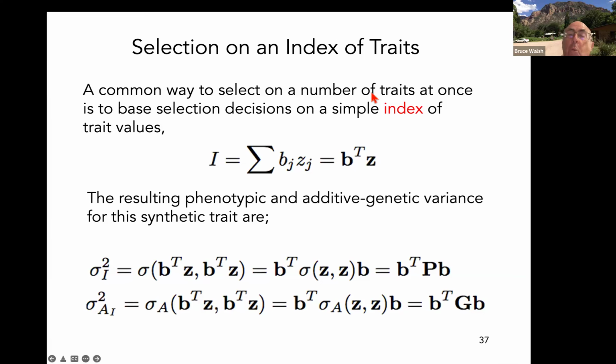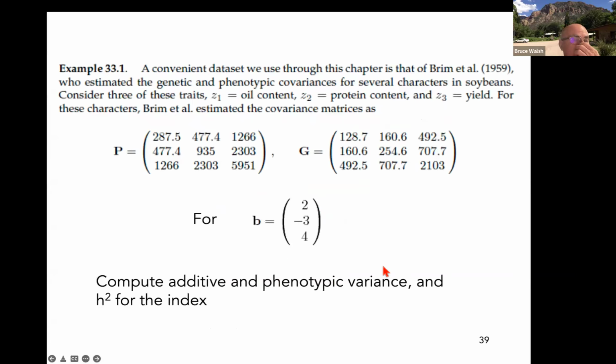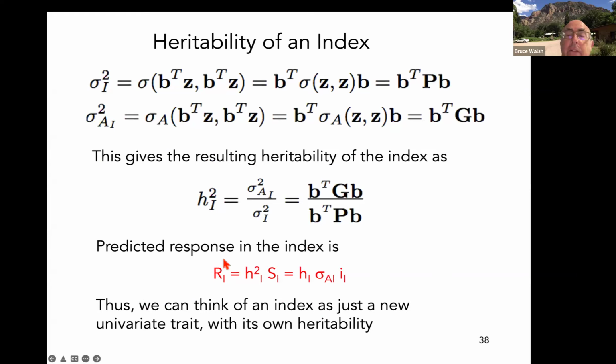That's it. What's the phenotypic variance of the index? It's given by this quadratic product, and the genetic variance by that quadratic product. What's the heritability? Well, it's the genetic variance divided by the total variance. So that's the heritability. I can now talk about what's the response in that index. And the response in the index is simply given here. It's the square root of the heritability, times the square root of the added variance, times the intensity. Remember, the intensity is what fraction you save.